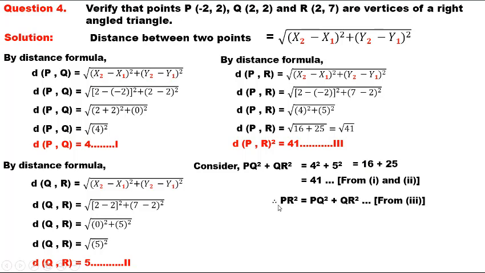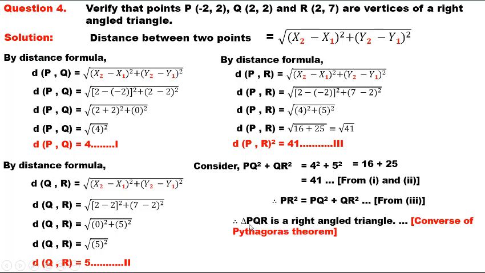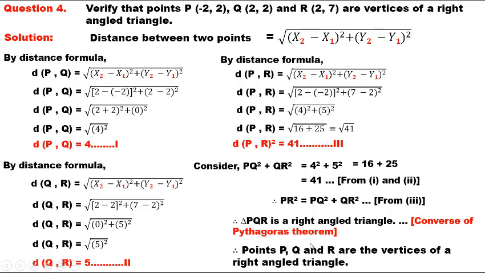So PR square is equal to PQ square plus QR square. Therefore triangle PQR is a right angle triangle according to the converse of Pythagoras theorem. According to Pythagoras theorem, triangle PQR is a right angle triangle. So the points P, Q and R are the vertices of a right angle triangle.